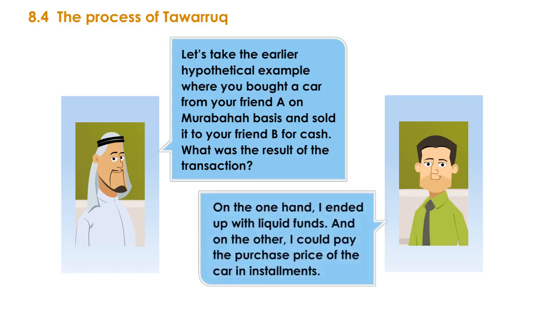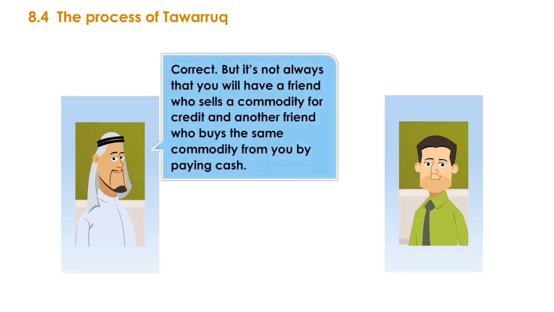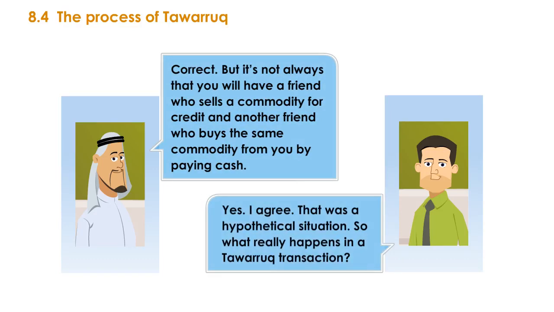On the one hand, I ended up with liquid funds, and on the other, I could pay the purchase price of the car in installments. Correct. But it's not always that you will have a friend who sells a commodity for credit and another friend who buys the same commodity from you by paying cash. Yes, I agree. That was a hypothetical situation. So, what really happens in a Tawarruk transaction?